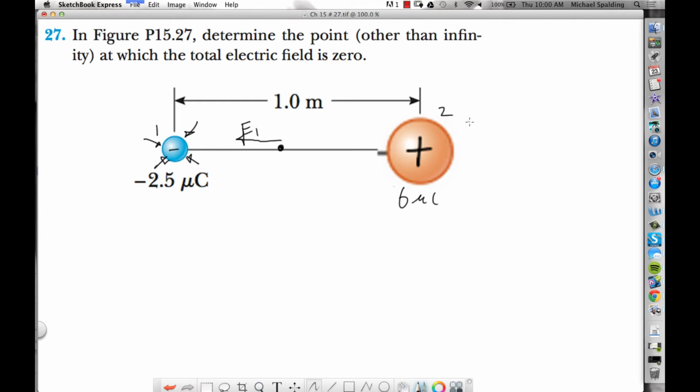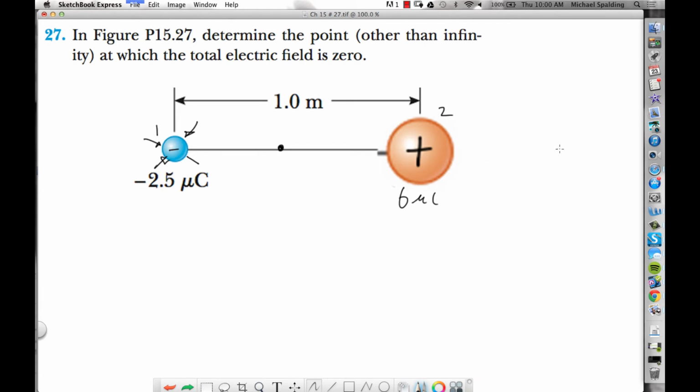Which way does the electric field for charge 2 point? For positive charges, the electric field goes out. So anywhere in the middle, the electric field from charge 2 also points to the left. It's going out to the left. So are these ever going to cancel to 0? Never, ever. So it's not going to be in the middle. Okay, let's check to the right.